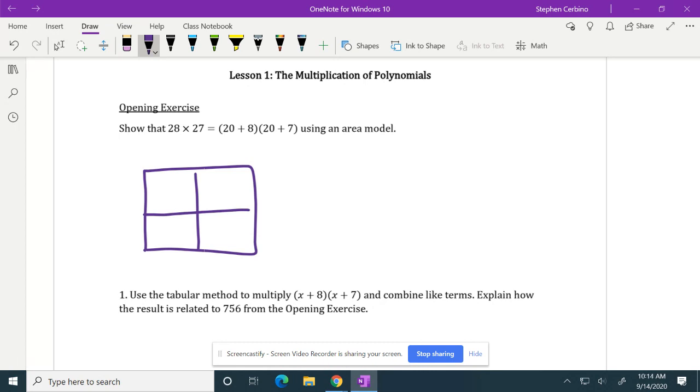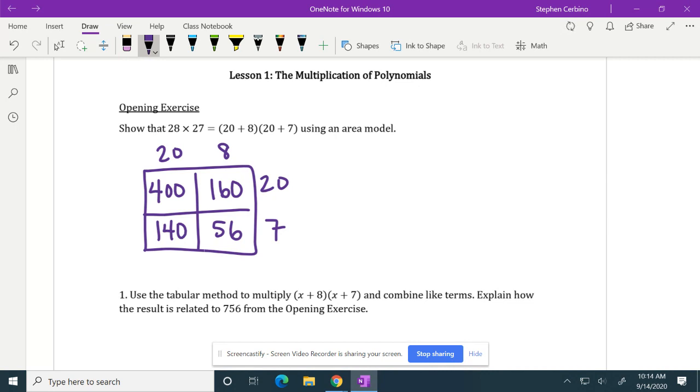I'm going to take the number 28 and break it down to the numbers 20 and 8, and put 20 and 8 up top of each column. Then I'm going to take the number 27 and break it down to easier parts like 20 and 7. Using our multiplication skills, 20 times 20 is 400. 20 times 7 is 140, because 2 times 7 is 14. 8 times 20 is 160, and 8 times 7 is 56.